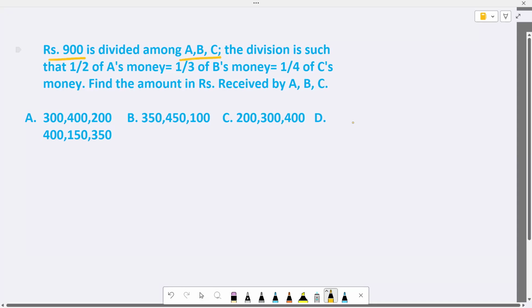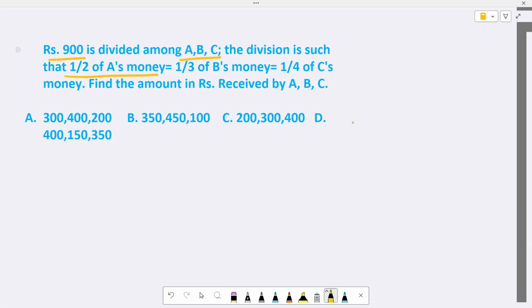C, and the division is such that half of A's money is equal to one third of B's money, which is in turn equal to one fourth of C's money. Find the amount in rupees received by A, B, and C. So just the ratio is given, the ratio in which we are dividing this particular amount among these three members. And now we need to find out the exact amount and not the ratio. This is the thing that the question is asking.